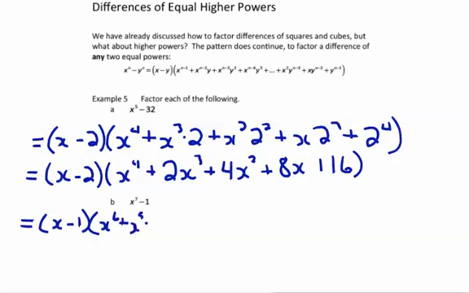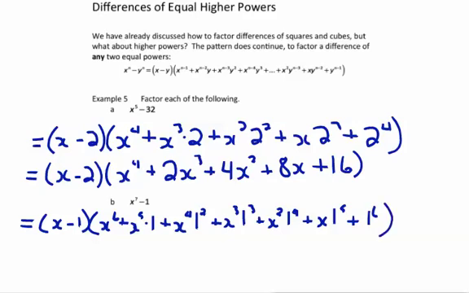We'll have x to the fifth times 1. Follow the pattern. x to the fourth times 1 squared. Plus x cubed times 1 cubed. Plus x squared times 1 to the fourth. Plus x times 1 to the fifth. And lastly, plus 1 to the sixth.